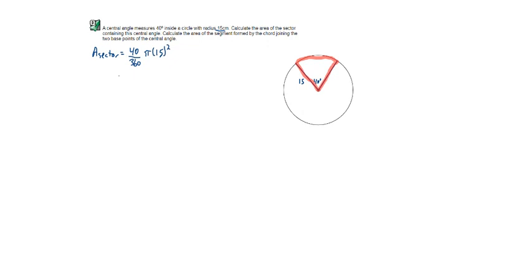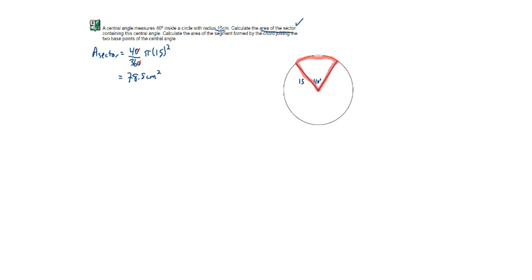And we can simplify this if we wanted to. 40 out of 360, we could divide numerator and denominator by 10. That's 4 out of 36, which is 1 out of 9. Or we can plug this directly into our calculator. And when we do that, we will get an answer of 78.5 centimeters squared. So that's the area of the sector. That's this part right here of the question. So we've done that part.